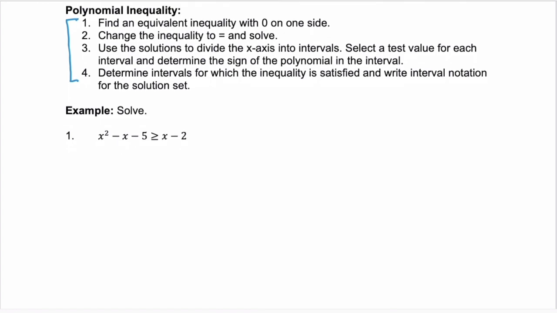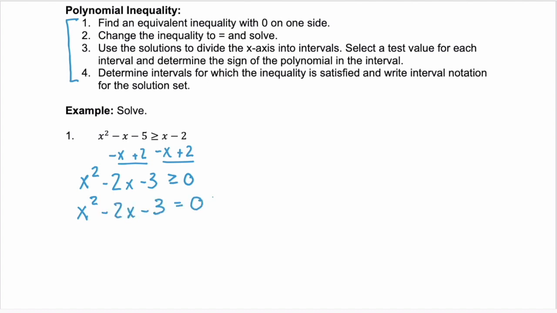First step is to find an equivalent inequality with 0 on one side. What that means is we need to subtract x and add 2 to both sides. Doing that will give us x squared minus 2x minus 3 is greater than or equal to 0. Now we have an inequality with 0 on one side. Next is to change that inequality to an equal sign. That'll be x squared minus 2x minus 3 equals 0.